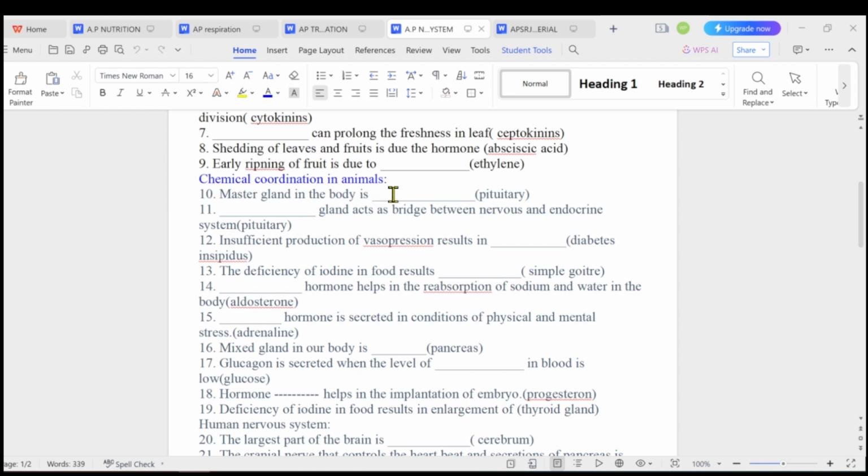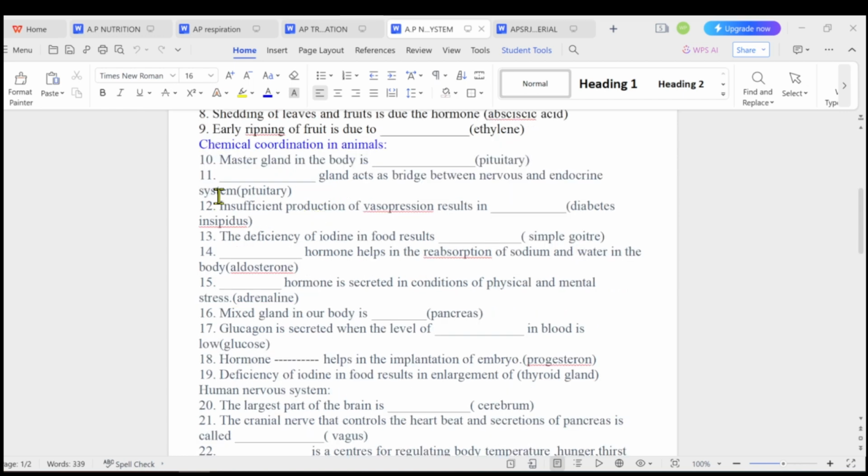The chemical coordination. Now we are going to study some bits related to chemical coordination in animals. Before we studied about the plants, now we are going to study about the chemical coordination in animals. Master gland in the body is pituitary gland. This pituitary gland, you know, is present in the brain. It is very pea-sized, but it is very powerful. It controls all the endocrine glands. That's why it is called the master gland of the body.